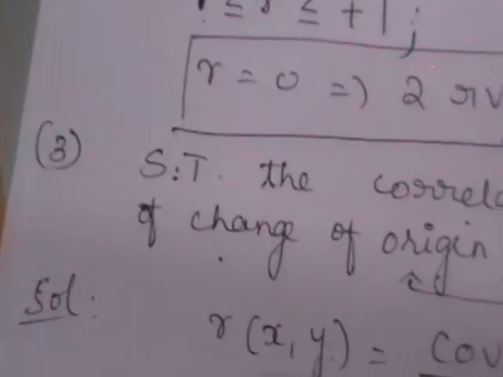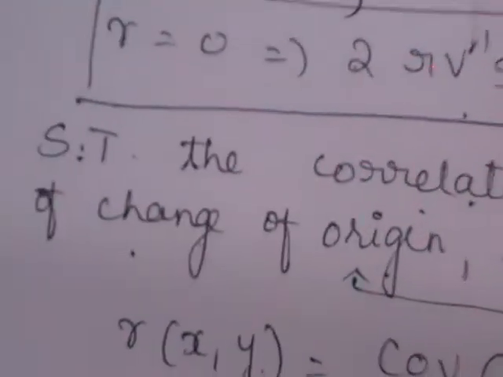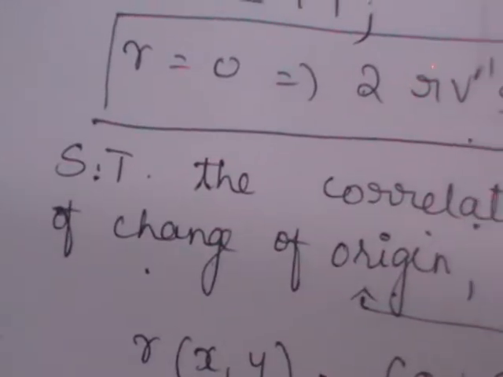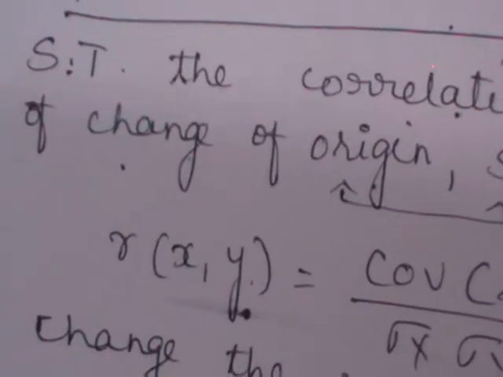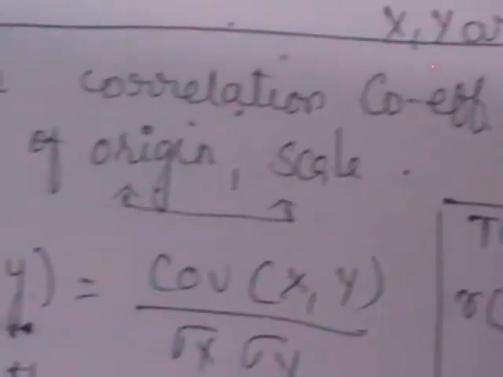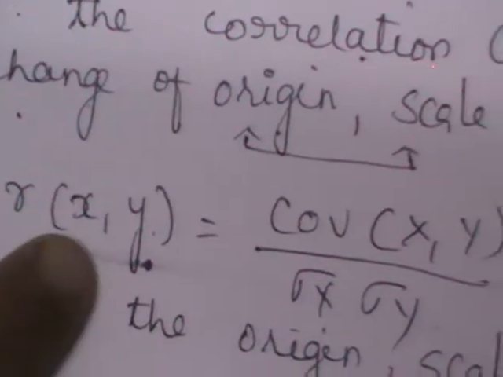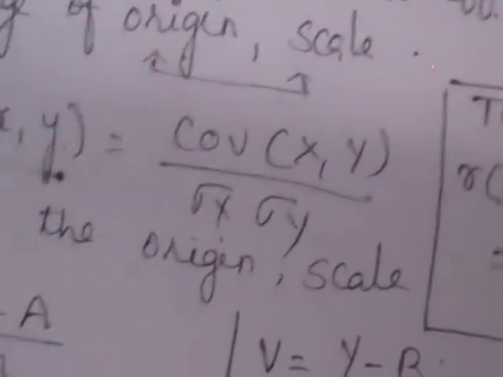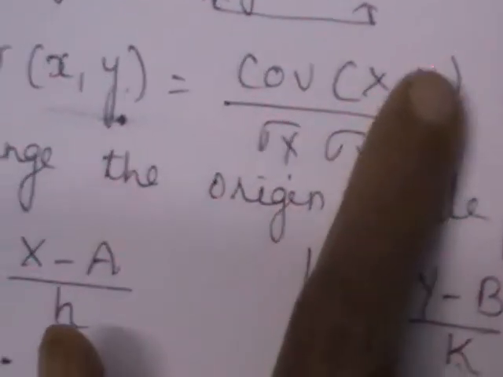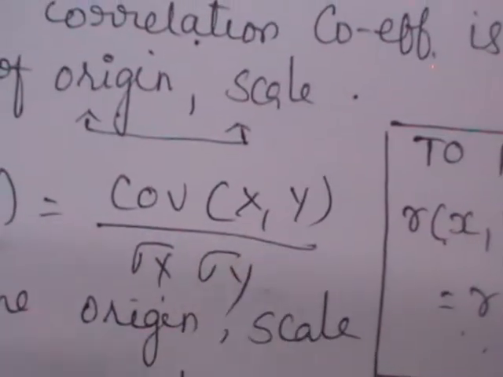You need to show that the correlation coefficient is independent of change of origin and scale. To prove this, first you should change the origin and scale of the two variables. Here we have two variables x comma y, and you need to shift the origin and scale for x as well as for y. So first define what is R of xy. R of xy is covariance of x comma y by sigma x into sigma y.